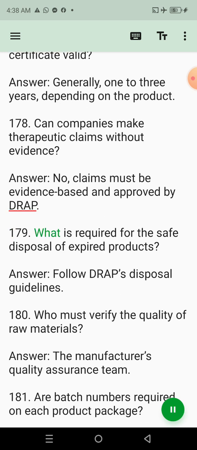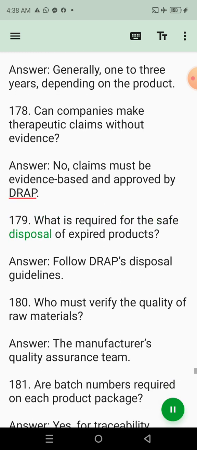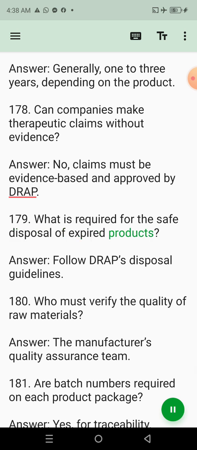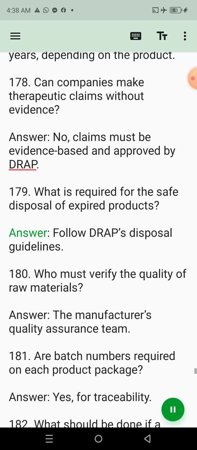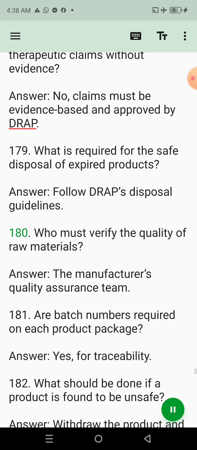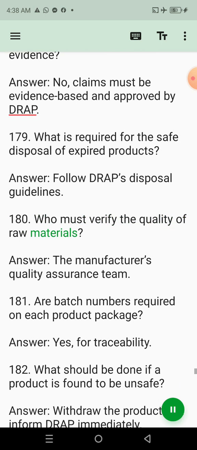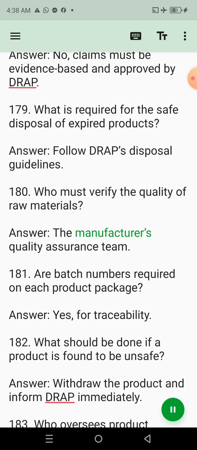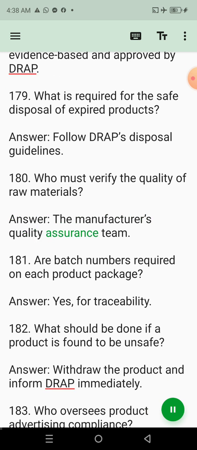179. What is required for the safe disposal of expired products? Answer: follow DRAP's disposal guidelines. 180. Who must verify the quality of raw materials? Answer: the manufacturer's quality assurance team.